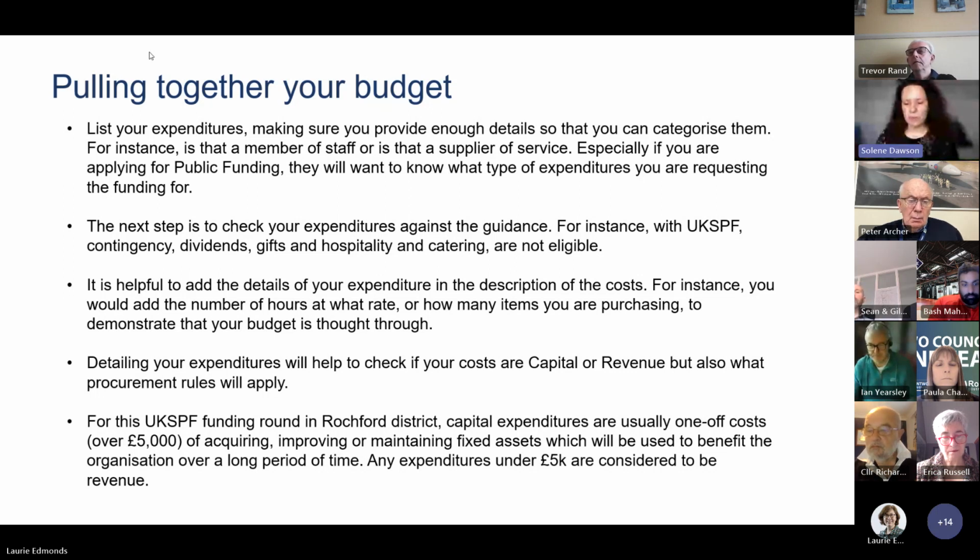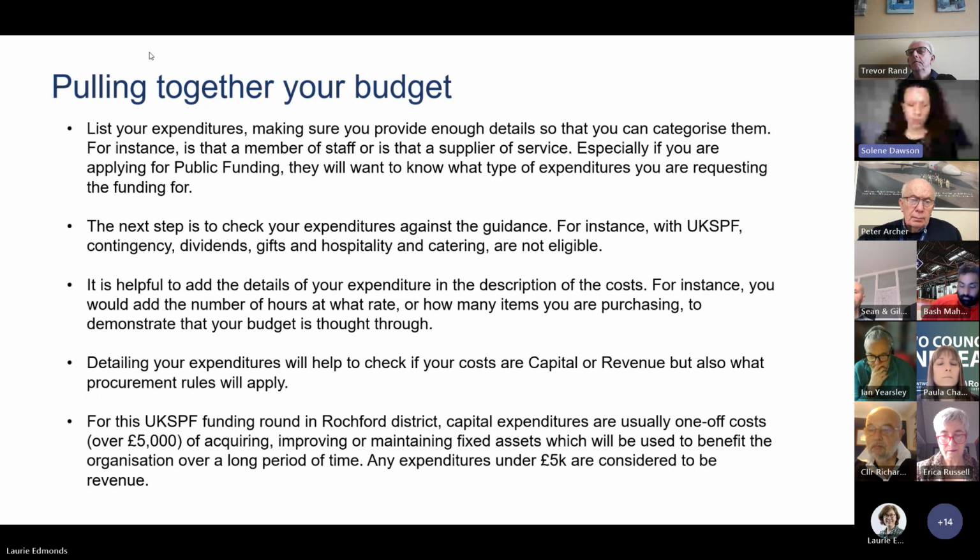One important part of this application, especially of your applications, can be whether your costs are capital or revenue. It's important under these UKSPF applications because obviously there are different amounts available and you need to be able to put your costs under the right funding pot.